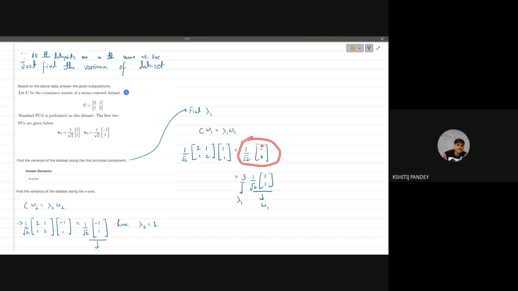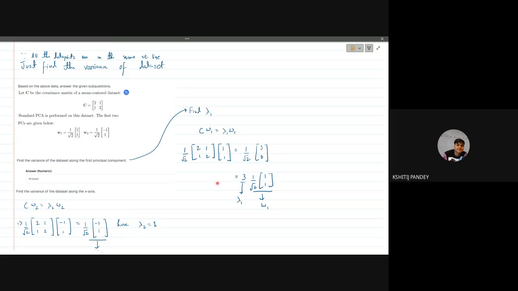Now you have to break this into two parts: one is your W1 and the other is the constant. For this we'll take out 3 common. So here we have 3, and right here you have W1. This 3 is your lambda 1, and what is this 3? It is the variance along PC1. Is that clear?